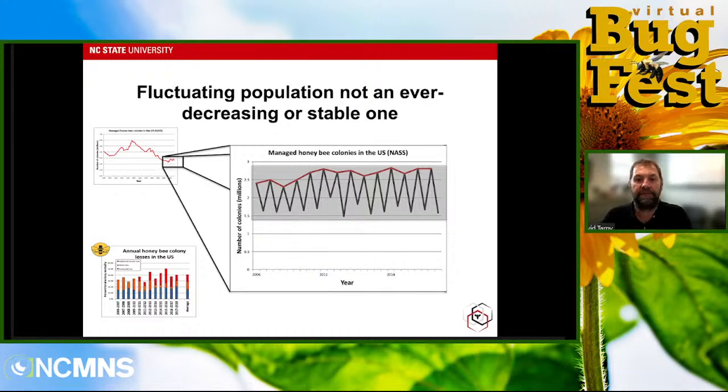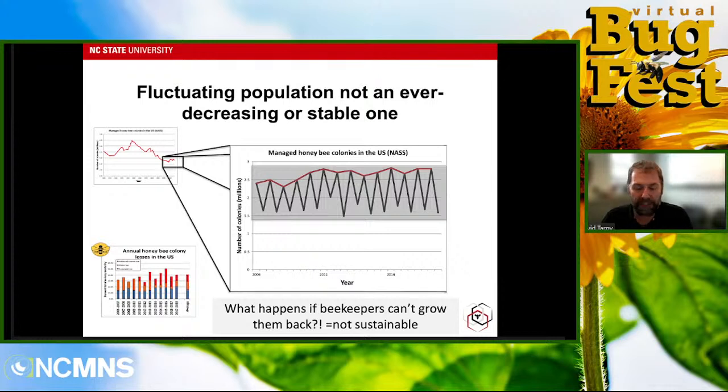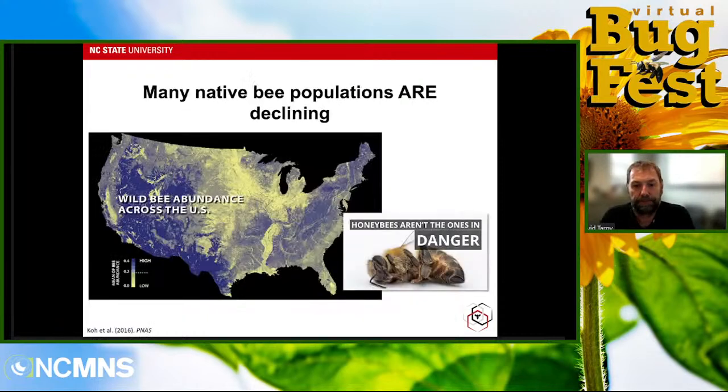And what makes it very problematic is that what happens if the beekeepers can't grow their populations back for one reason or another? Again, this is much easier said than done in order to keep up with the losses that beekeepers are experiencing. So it's very unsustainable to be losing 40% of colonies every year and turning over this population. We need to focus on making that more stable so that we don't run the risk of not having enough colonies to be able to pollinate our crops.